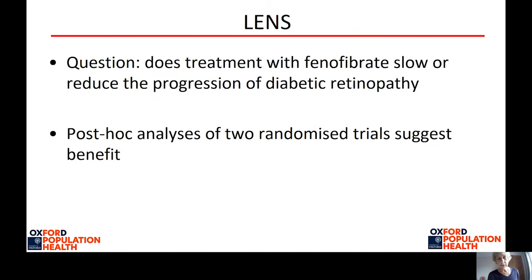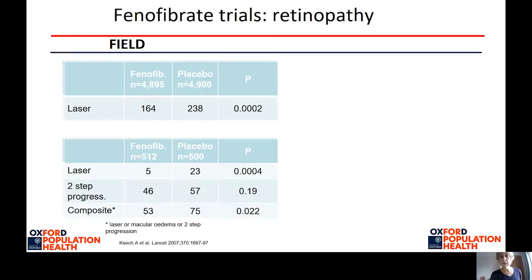The reason this is of interest derives from the post-hoc analysis of two particular randomized trials. The FIELD trial, which was run in Australia and in Scandinavia, randomized about 10,000 people, or 9,500 people with diabetes. Across the whole trial, they saw that fewer of the participants who were randomized to fenofibrate required laser treatment for diabetic retinopathy, as you can see here, 164 versus 238. And in a more detailed sub-study, they again saw reductions among those who were on fenofibrate.